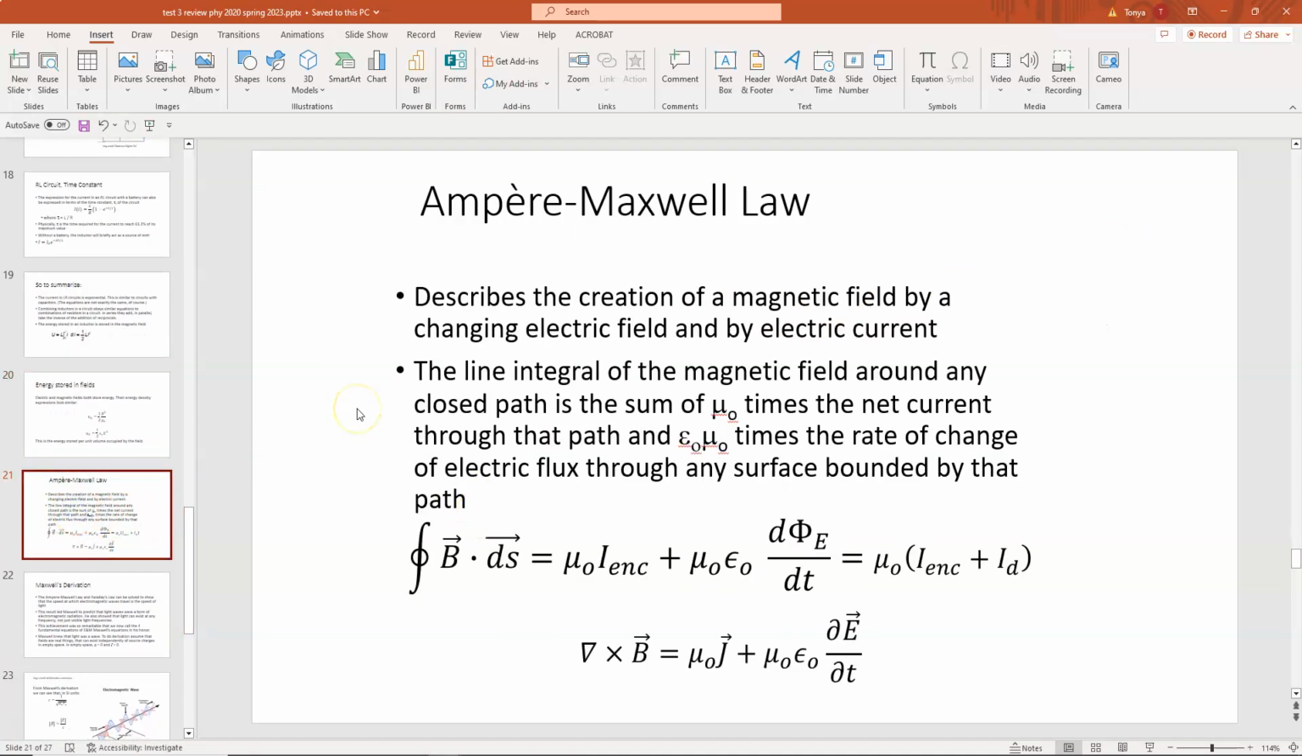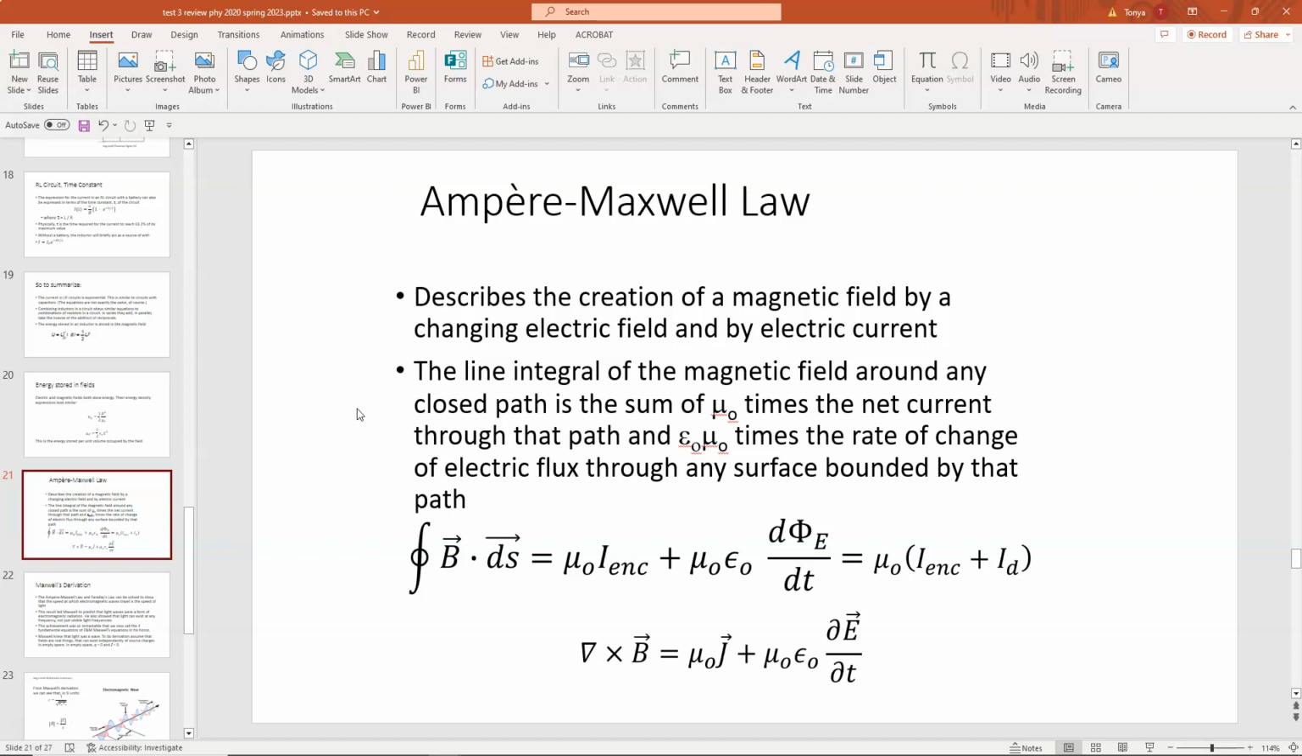All right. The next idea that we covered was the displacement current. Maxwell came up with the idea of a displacement current and added it into Ampere's law, which was existing, and it became the Ampere-Maxwell law. This displacement current can explain how you can have a magnetic field caused by a changing electric field.